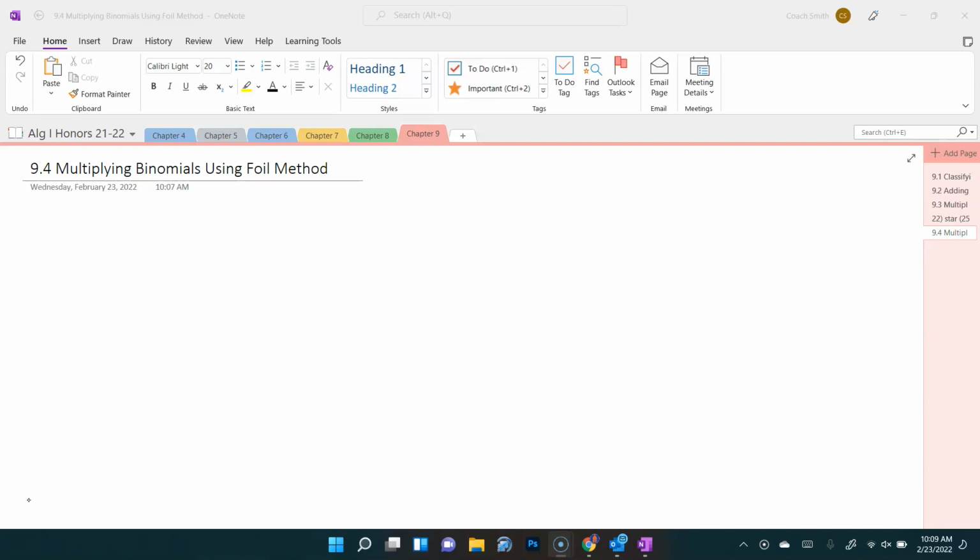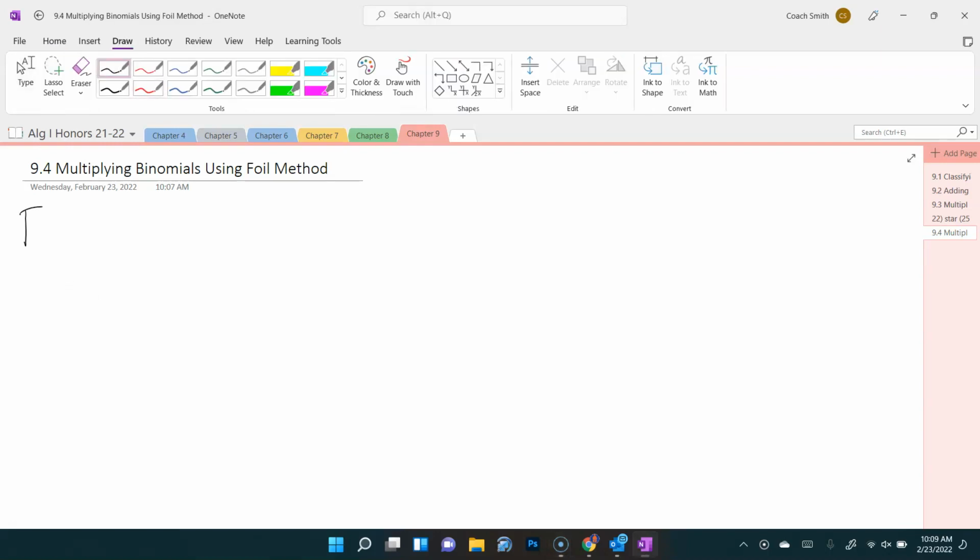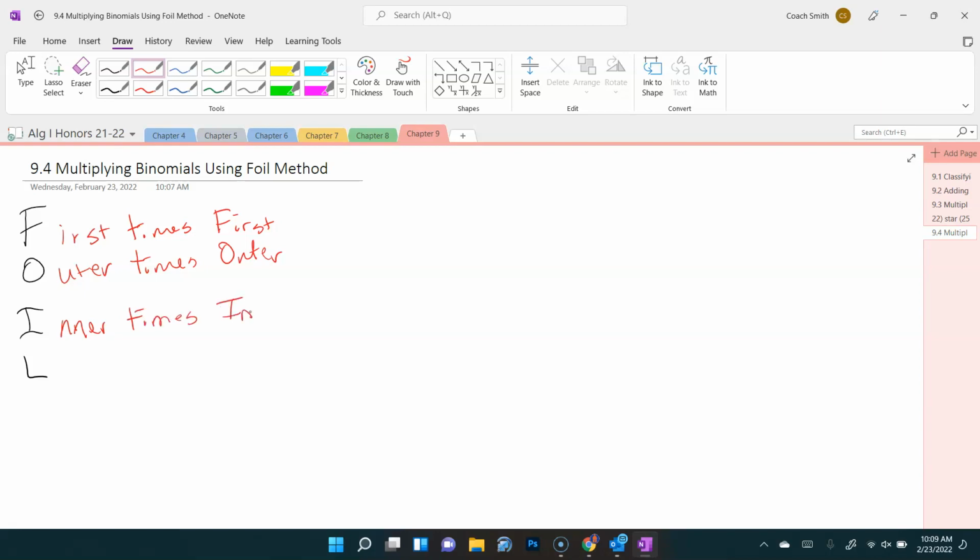All right, multiplying by the FOIL method. Now the FOIL method, the word FOIL is an acronym for first times first, outer times outer, inner times inner, and last times last.